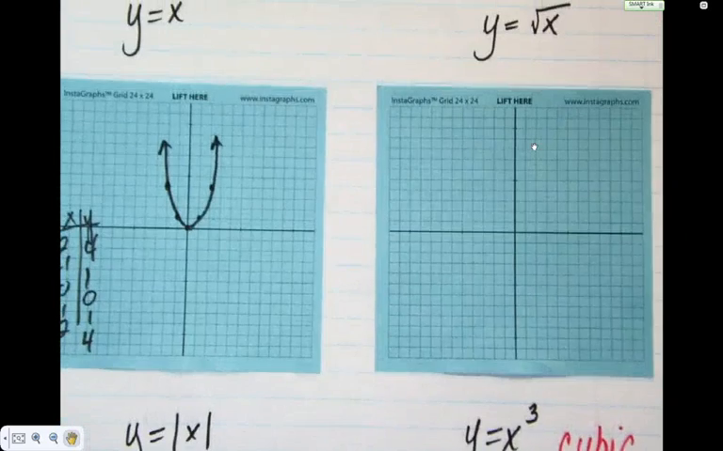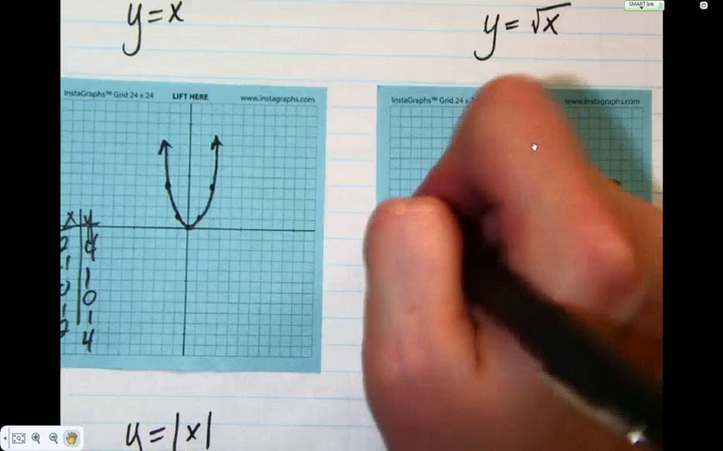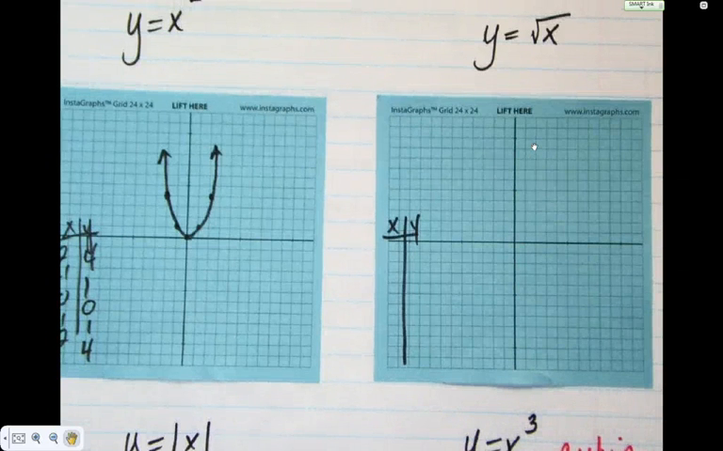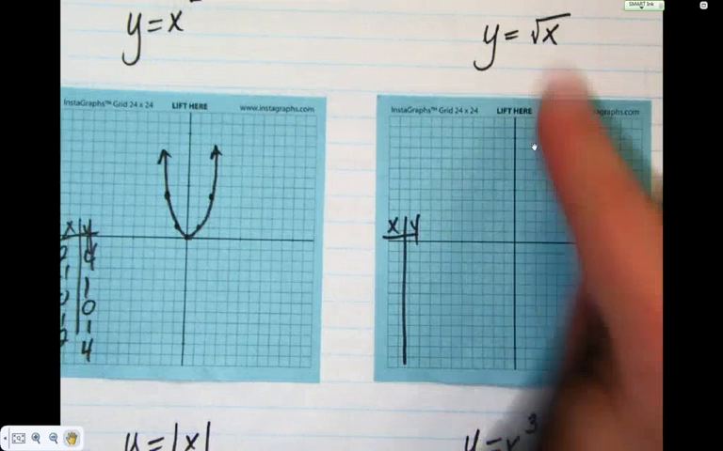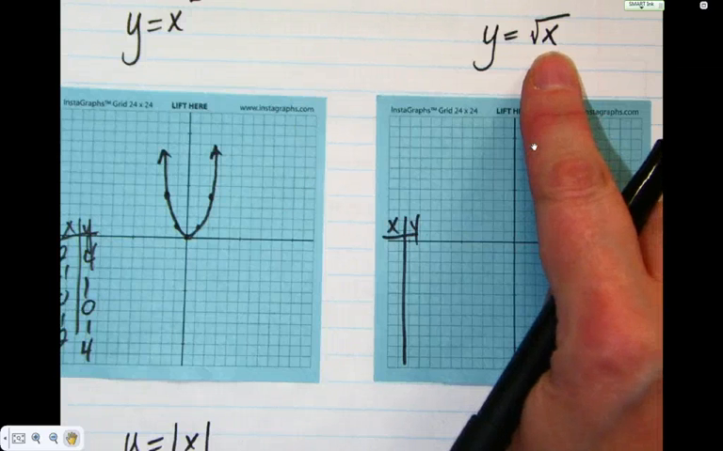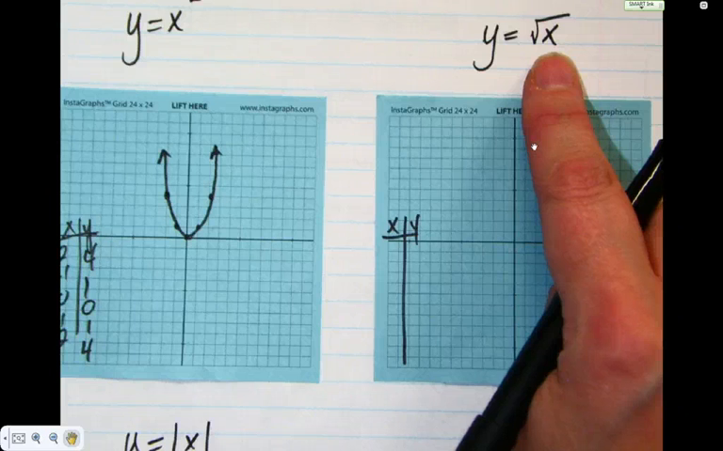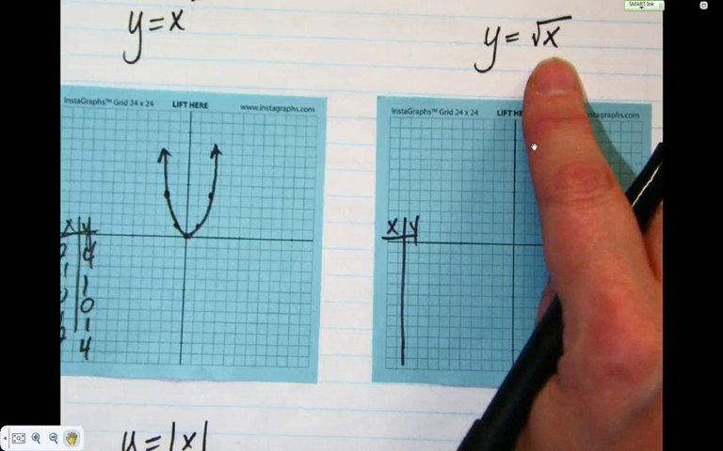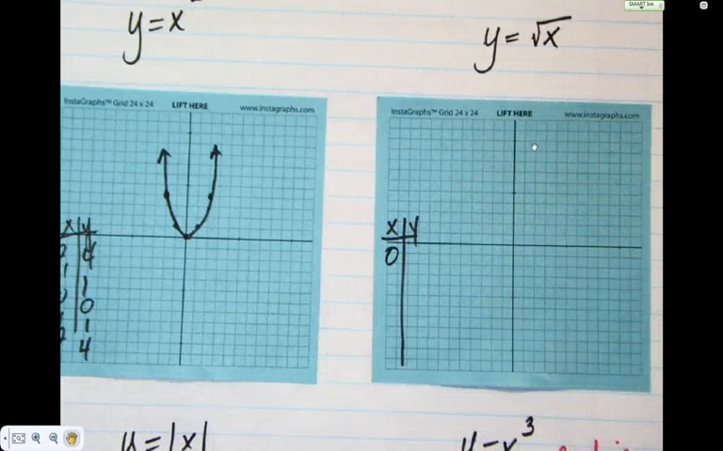Okay, going up to square root of x. This time I'm not going to start with -2 because it's not a great value. If I were to sub in -2, what happens? What's the square root of -2? It doesn't exist. It's impossible. So I can't use -2. What about -1? No. So what's the smallest possible value I can use? 0. Square root of 0 is?